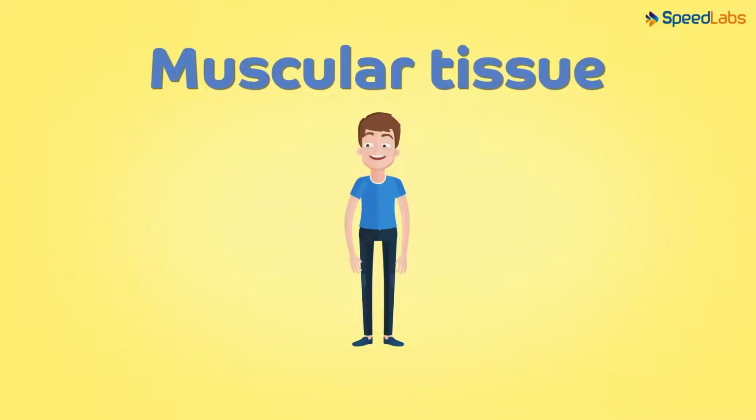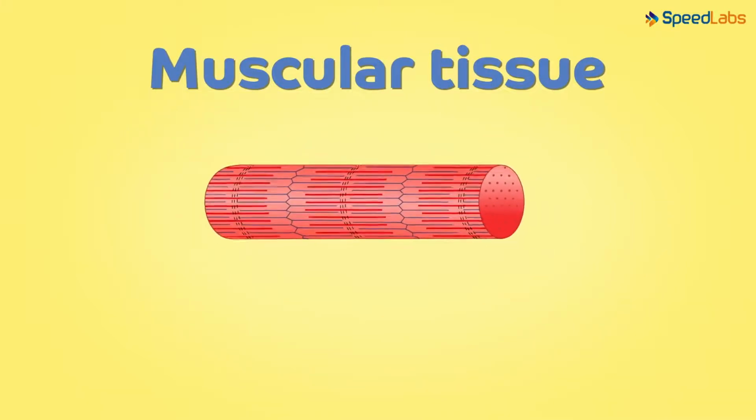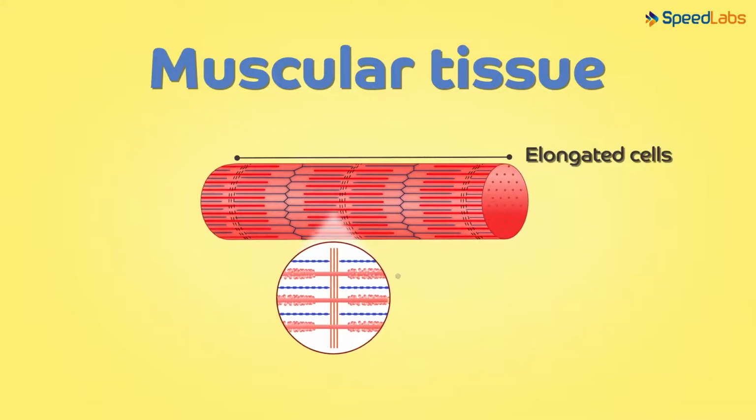As the name says, muscular means made up of muscles. The cells of this tissue are elongated and contain contractile proteins. Now what could that be? Well, when we say movement, it means the muscles themselves have to perform contraction and relaxation, right? So for this, the cells have proteins like actin and myosin, which themselves contract or relax, thus enabling the muscles to do the same.